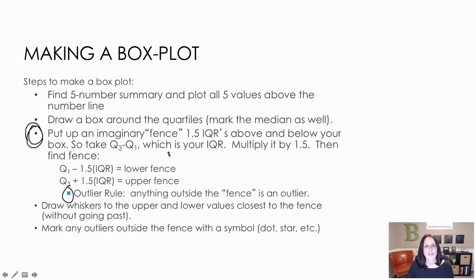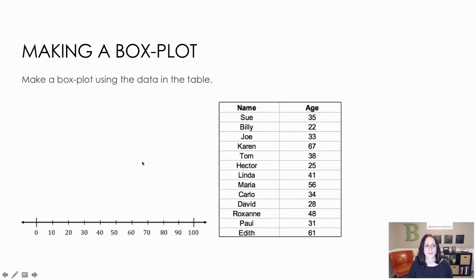The imaginary fence is found by taking 1.5 times the interquartile range, which means we have to find the IQR, which of course would be that Q3 minus Q1, and then we're going to take that value times 1.5. I'm going to then add that value, whatever this is, to the upper fence and subtract it from the lower fence to get a fence outside of the ends of the box. So let's take a look at what this looks like.